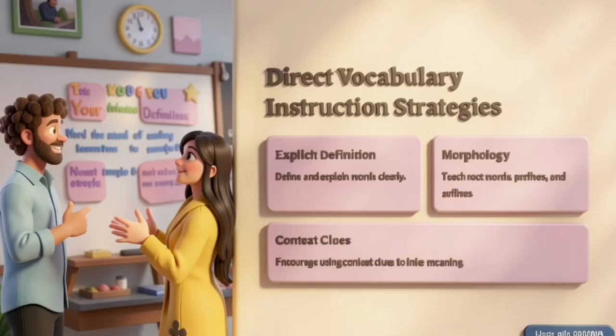Direct vocabulary instruction strategies. We have explicit definition. So the first strategy is providing explicit definition. Teachers introduce new vocabulary by clearly explaining the meaning of each word and giving examples. This helps students build a strong understanding before using words in different activities.